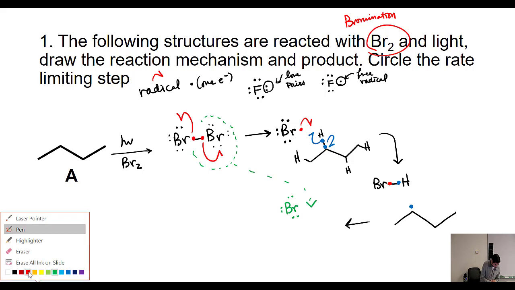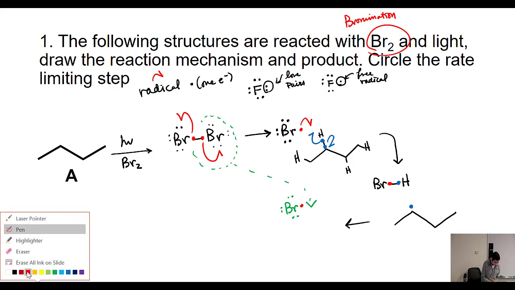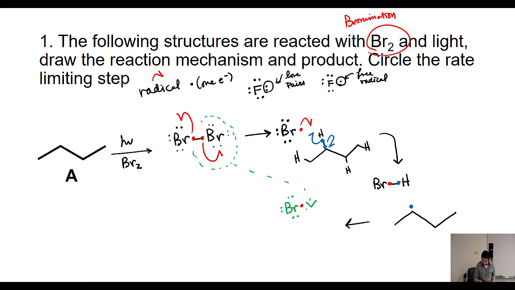And it also has a radical. This is what I call the Christmas tree bromine. It's green and red apparently. But now what's going to happen is the radical then reacts with the propane.